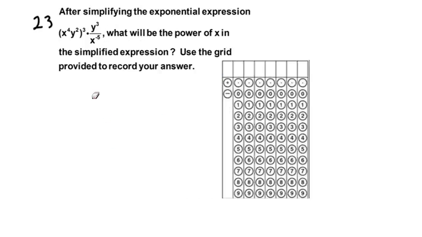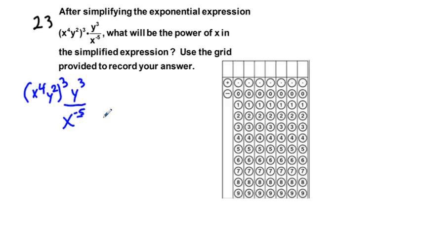Okay, the last one we're going to be looking at is problem 23. After simplifying the exponential expression, x to the fourth, y squared, and that to the third power times y to the third power over x to the negative fifth, what will be the power of x in the simplified expression? For this, I'm just going to rewrite this down here: we have x to the fourth, y squared, to the third, and then we have y to the third power over x to the negative fifth.